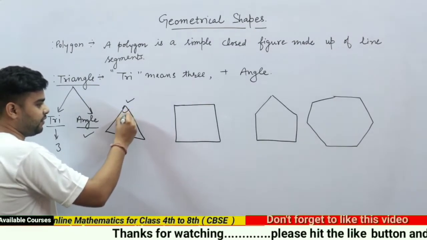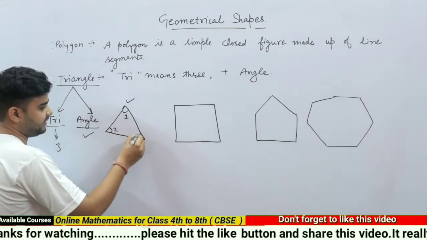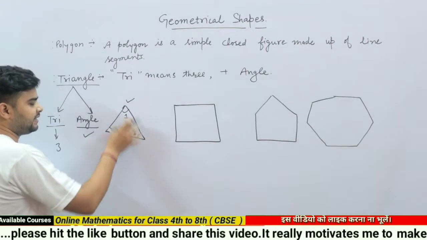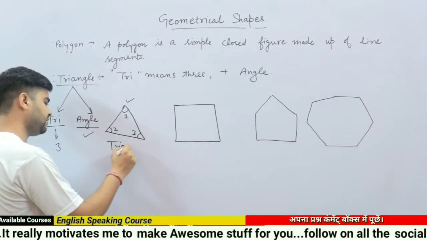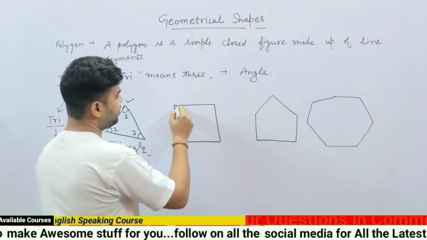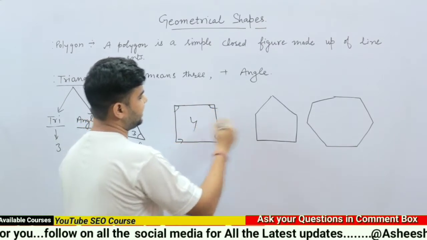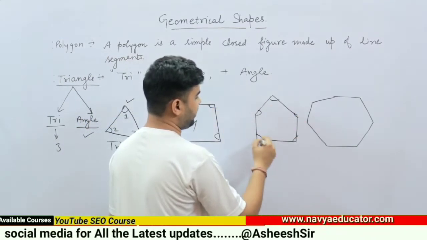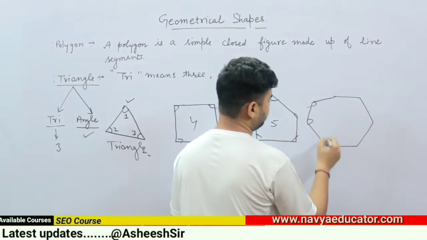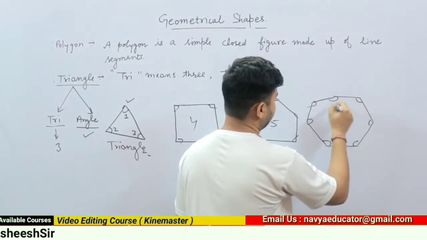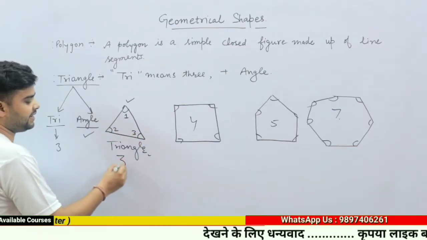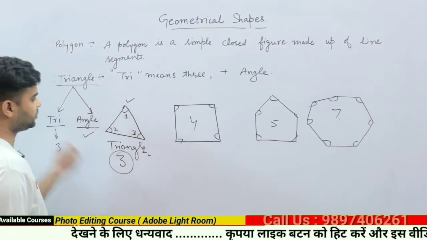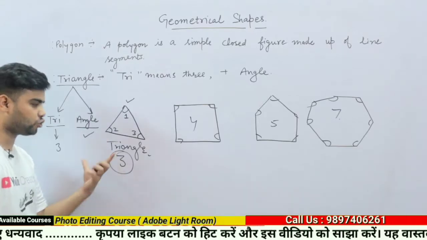So here angle 1, angle 2, angle 3. You can see that there are 3 angles. That's why this figure is a triangle. You can see that 1, 2, 3, 4 angles are here. 1, 2, 3, 4, 5 angles are here. 1, 2, 3, 4, 5, 6, 7 angles here. So if in a figure there are 3 angles, then the shape is said to be a triangle.